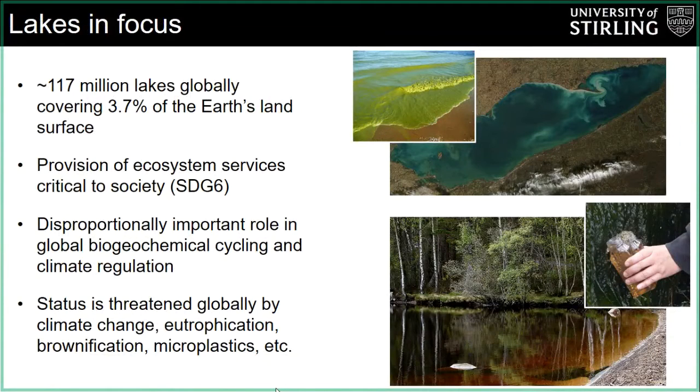That's reflected very much in SDG 6 for clean water. They also play a disproportionately important role in global biogeochemical cycling and climate regulation, particularly because they're conduits and hotspots for carbon transformation. They also provide a lot of methane to the atmosphere. And they are one of the most fragile ecosystems we find on Earth, and their status is threatened by a whole range of pressures, from climate change through eutrophication to brownification, which is the increasing colour caused by inputs of dissolved organic carbon. And more recently, we're starting to appreciate the impacts of things like microplastics and other forms of pollution on these fragile ecosystems.